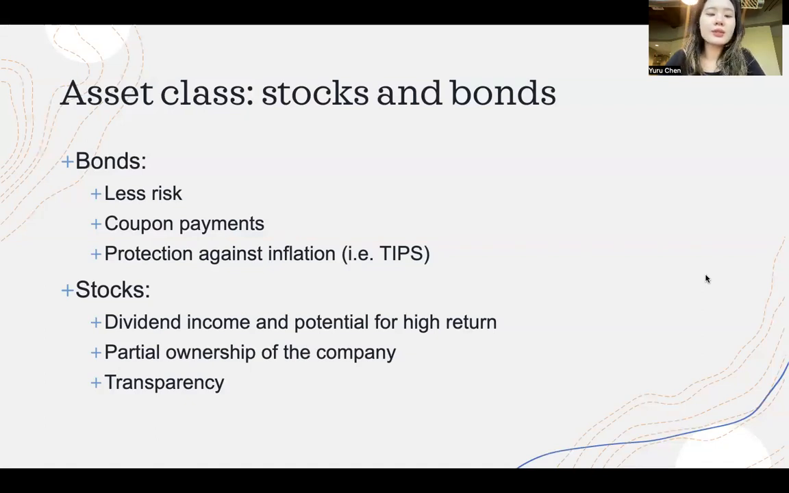For bonds, there's obviously less risk, and I can receive the coupon payments for specific time periods. Also, because I bought TIPS, I have protection against inflation. For the stocks, it's possible that I can receive dividend income if the company makes profits, and there's potential for higher return. Also, it means partial ownership of the company.